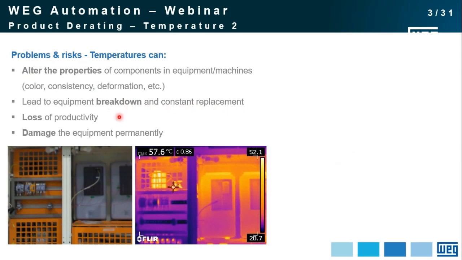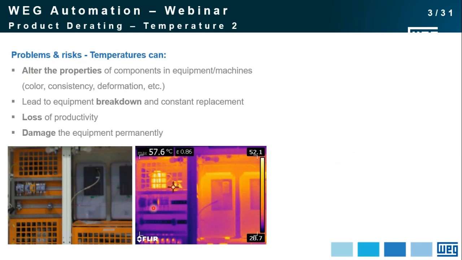So you can not only lose money by changing components in a machine, but also because you cannot make your production constant. And at the end, depending on the breakdown, on the problem you have, you can have permanent equipment damage. So then you have to change the whole machine.